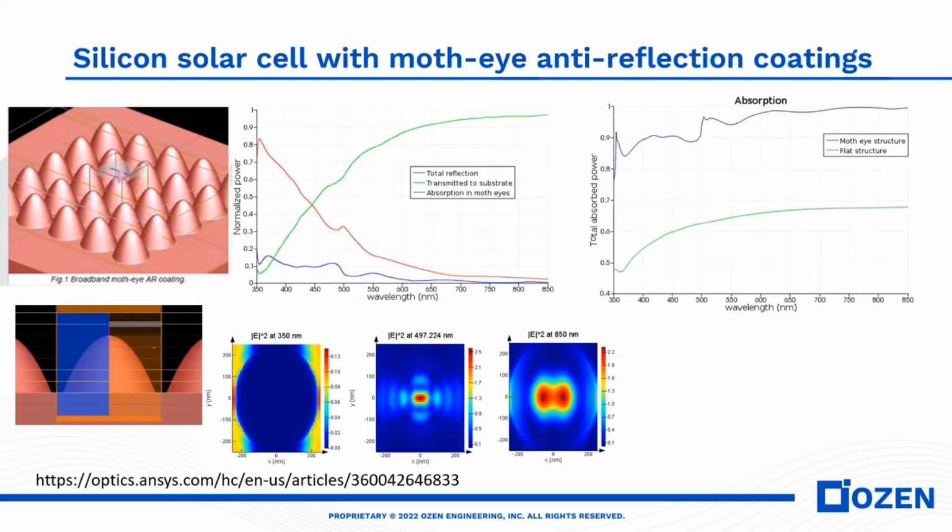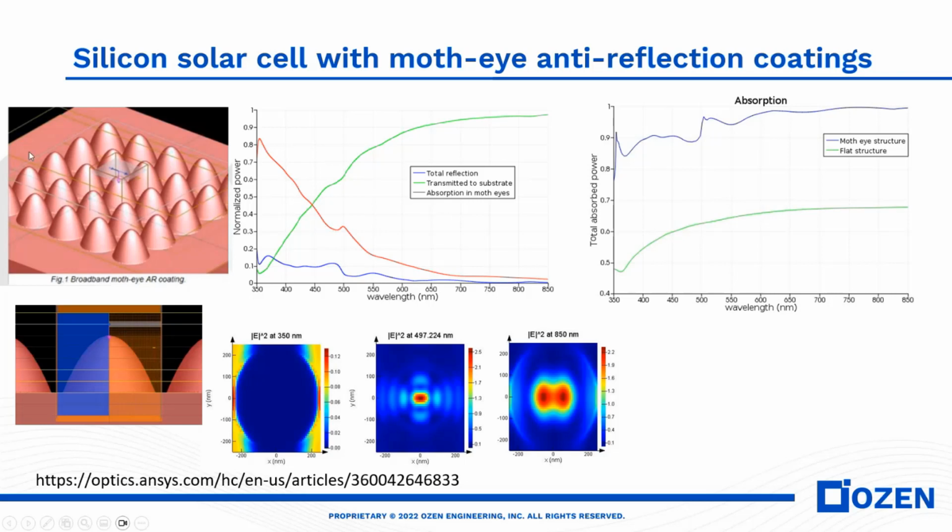Okay, now we know which solver to use and how we can define a material, geometry, monitor, and solver. So let's look at some results. For instance, this is a silicon solar cell with an anti-reflection coating. So we have a geometry. This is our unit cell. So the green one shows the transmission, and the red one shows the transmission to the substrate. The red one shows the absorption.